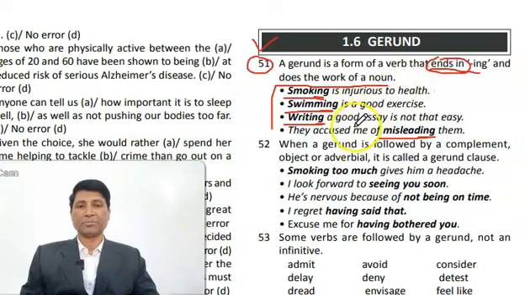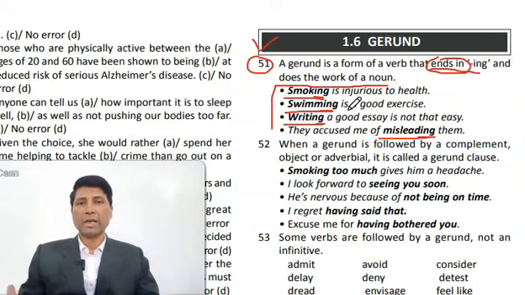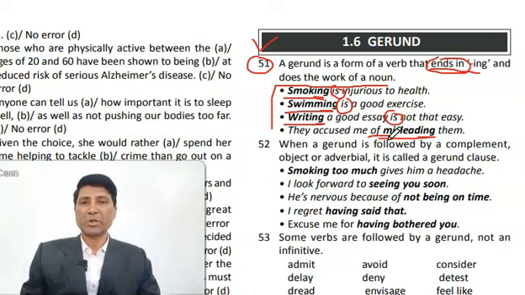Now the second concept. It does the work of a noun. We will be discussing what are the functions of nouns in later chapters, but here smoking is a noun because it is working as a subject of this verb is. Swimming is a noun because it is functioning as a subject of this verb is. Writing is a noun because it is functioning as a subject of this verb is. And misleading is a noun because it is functioning as the object of this preposition of. So in this way we can say that a gerund is a form of a verb that ends in ing and does the work of a noun.